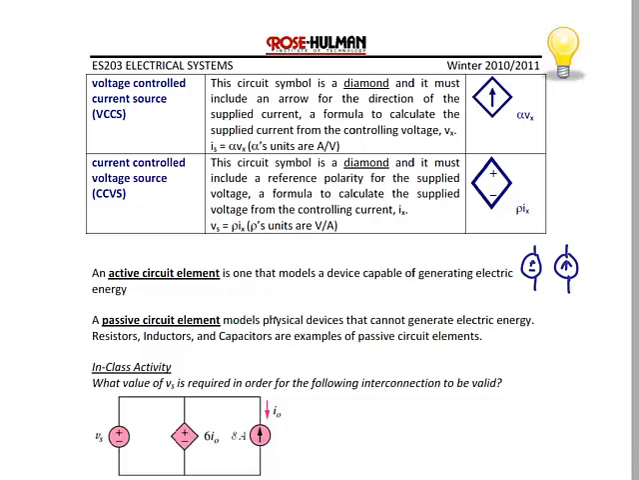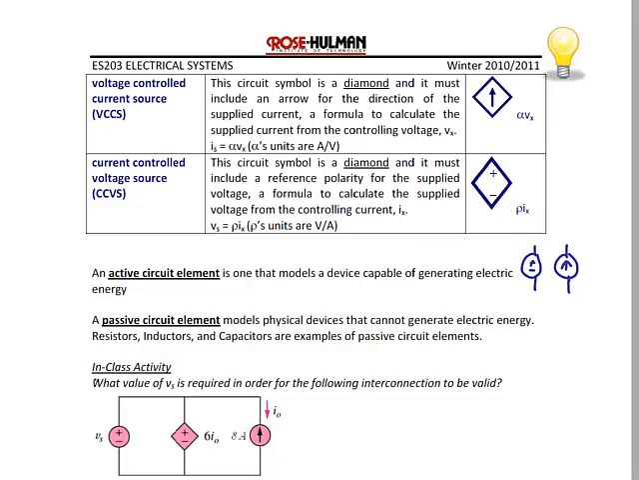A passive circuit element models physical devices that cannot generate electric energy. Notice these are resistors, inductors, and capacitors. So although inductors and capacitors store energy and then release it back into the circuit, they must be storing that energy from one of our active circuit elements, such as a voltage or current source.